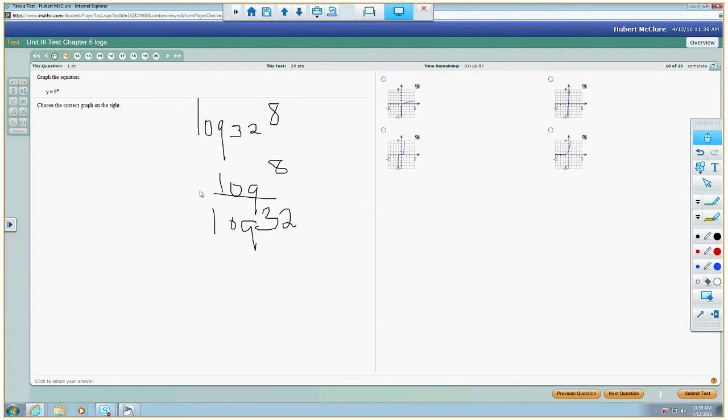All right, you can do this one in your calculator. y equals 9 to the x. Right? Yeah. Oh, I'm sorry, I'm not going to be able to do it. Well, yeah, you can. You just have to use the caret symbol and put an x instead of a number.